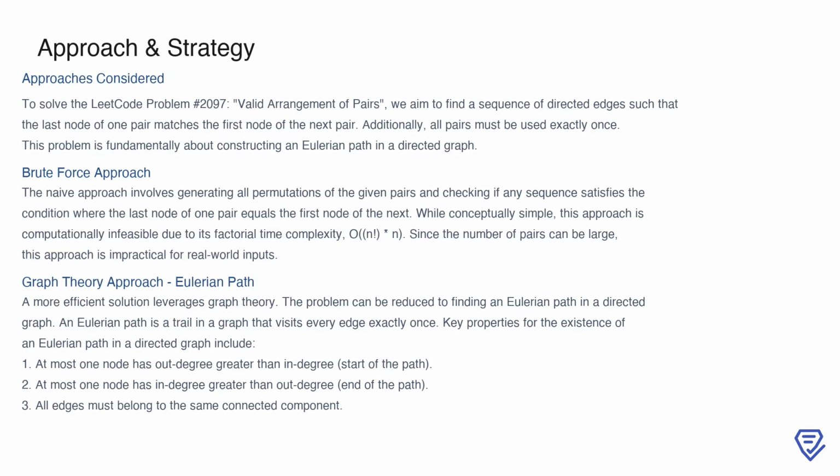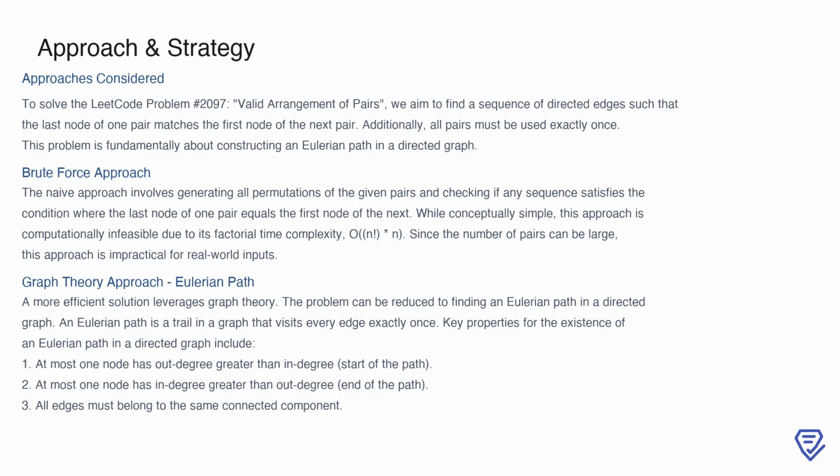To solve problem number 2097, the goal is to find an arrangement of pairs such that the last node of one pair matches the first node of the next, while using all pairs exactly once. This challenge can be framed as constructing an Eulerian path in a directed graph. A brute force method for this would involve generating all permutations of the pairs and checking if any sequence satisfies the condition. While this approach is simple in theory, it quickly becomes computationally infeasible due to its factorial time complexity. For example, with just 10 pairs, the number of permutations to evaluate would already be in the millions.